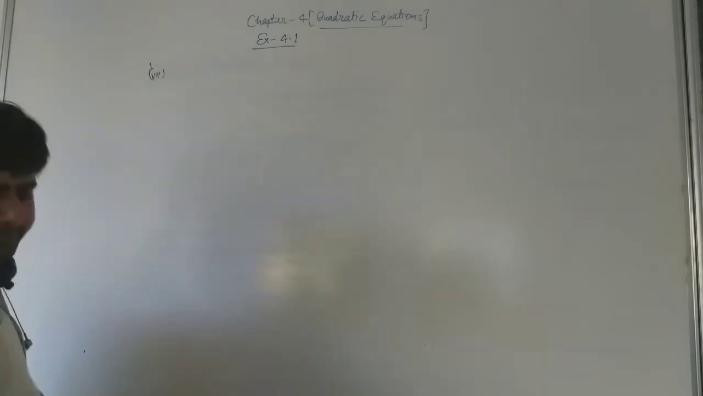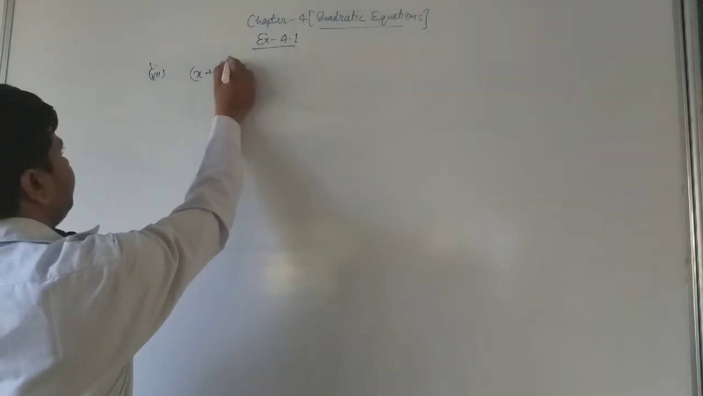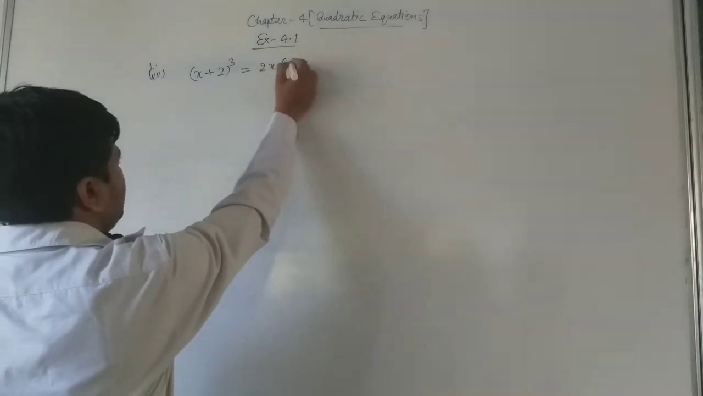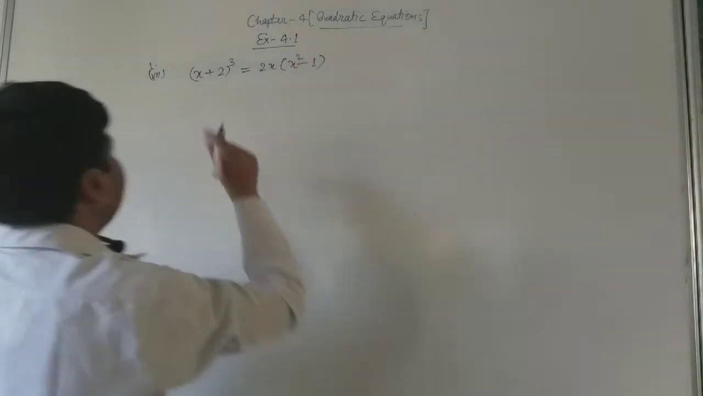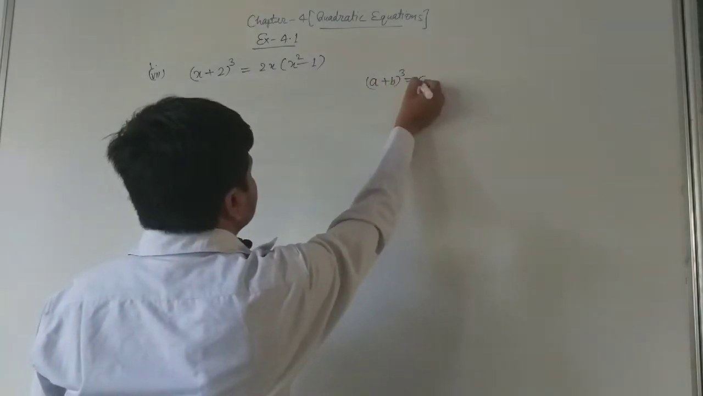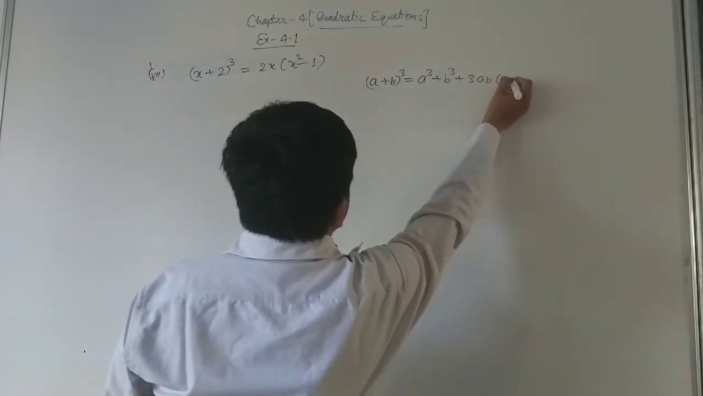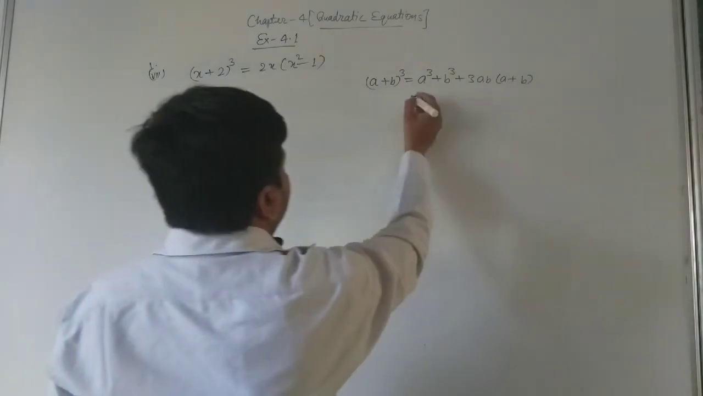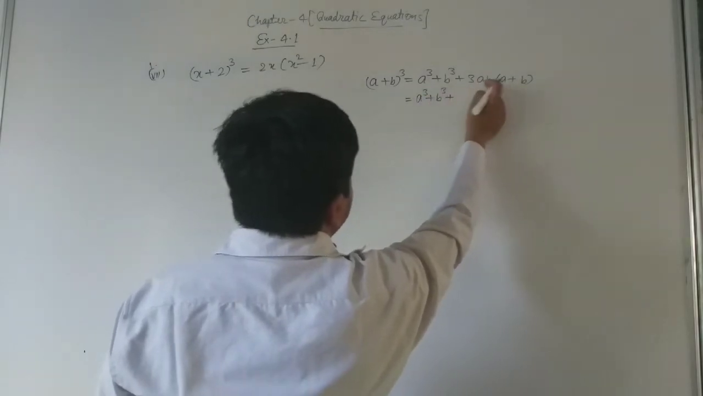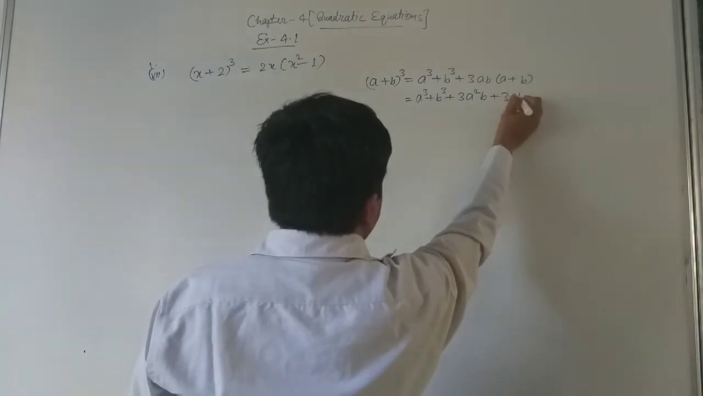7th part, question number 1: (x plus 2) whole cube, where the (a plus b) whole cube identity is used, equals 2x into (x square minus 1). Now (x plus 2) whole cube means (a plus b) whole cube. I am writing the identity here: (a plus b) whole cube equals a cube plus b cube plus 3ab into (a plus b). Clear? Or we can also simplify this: a cube plus b cube plus 3ab into a, that is 3a square b, plus 3ab into b, so it is plus 3ab square.